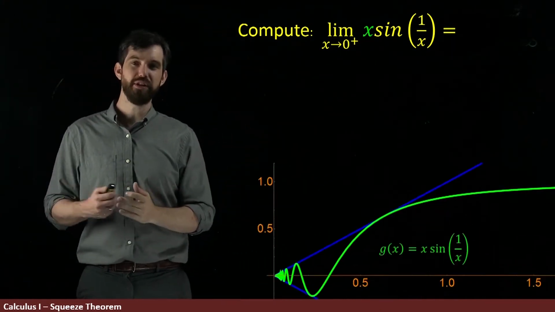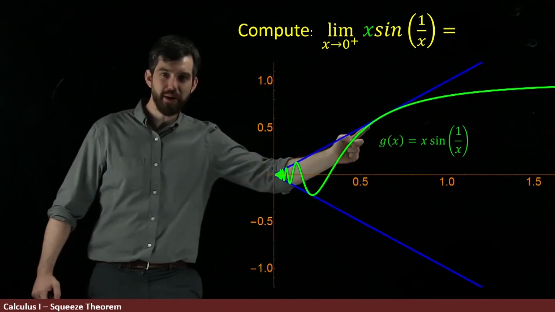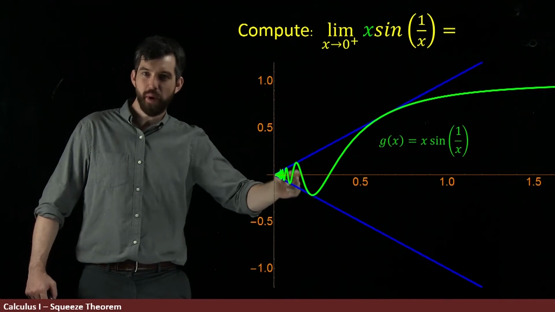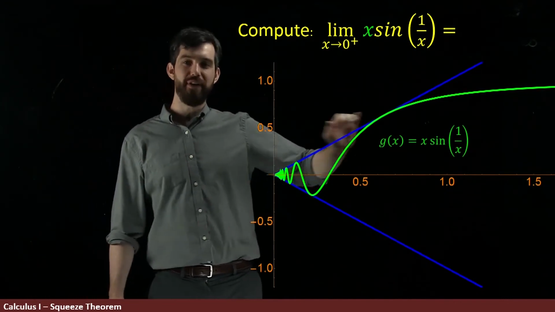So the graph is going to look like this. X sine 1 over x, it comes in and it wants to do that same oscillation, but it's bounded by this graph of x.